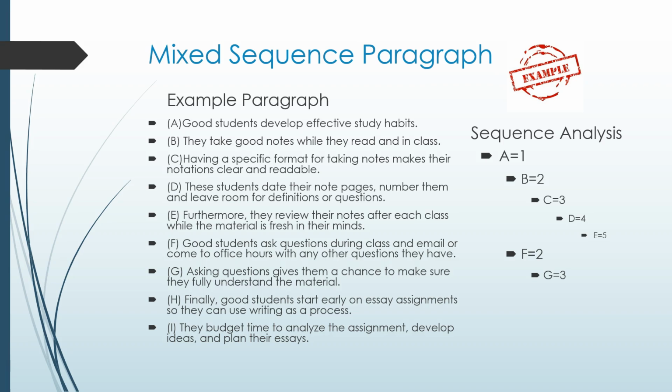Sentence H then changes the topic again, giving another separate study habit. Starting early doesn't have to do with taking notes or asking questions, only with effective study habits. Therefore, since it's subordinate directly to our level 1 topic sentence, sentence H is also a level 2 sentence, just like B and F. Finally, the last sentence gives more information and elaboration about why starting early is such an advantage. It's subordinate to our level 2 sentence H, so that means that sentence I is level 3.